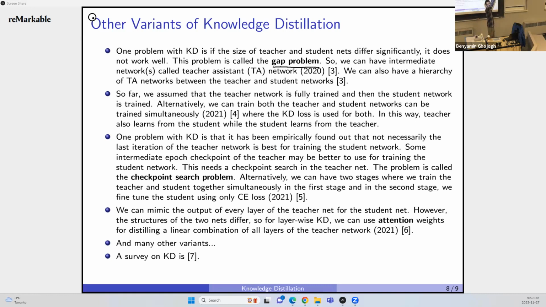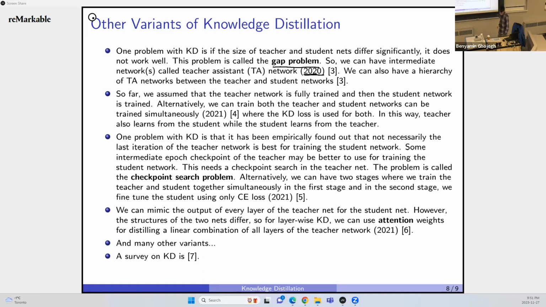I distill knowledge from the teacher to the teacher assistant, and then I distill knowledge from teacher assistant to the student. Now, assume the gap is too large. I can have a hierarchy of teacher assistants. Teacher assistant 1, then teacher assistant 2 becomes smaller. Teacher assistant 3 becomes smaller. Okay. So teacher assistant was proposed in 2020. You can see it's very state of the art.